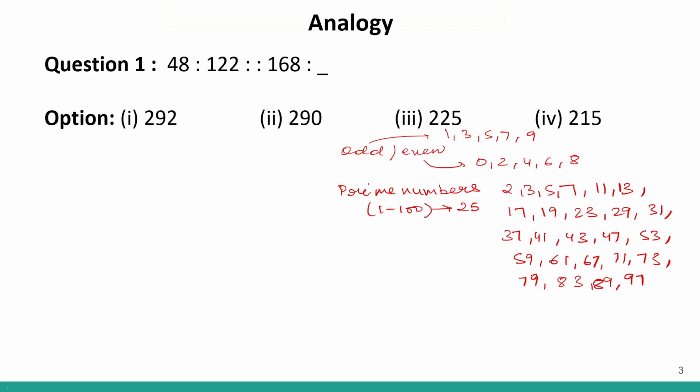Okay, 25 prime numbers. Then you should know the squares of at least 1 to 30. Correct? And you should know cubes of at least 1 to 20. This much information I recommend for you to remember. So let us start solving with question number 1.